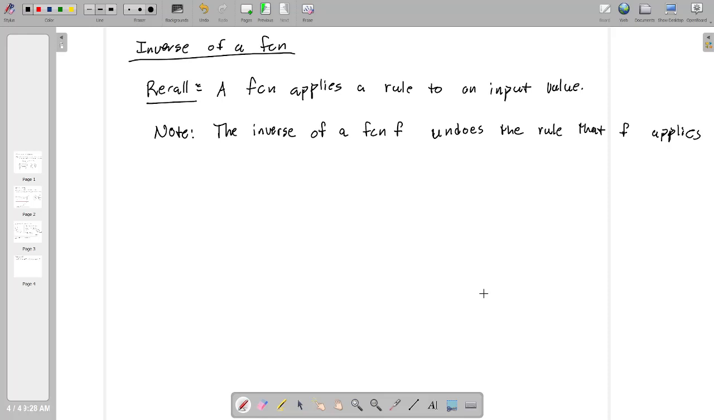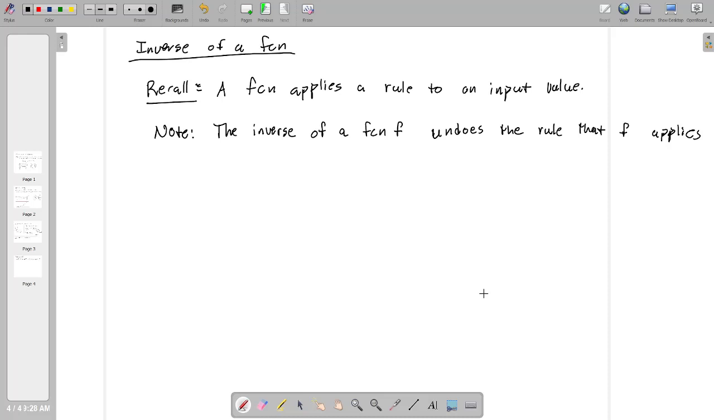Now, the inverse of a printer would be like taking that piece of paper and creating a digital copy from it. So almost like a scanner would sort of be the inverse function of a printer.